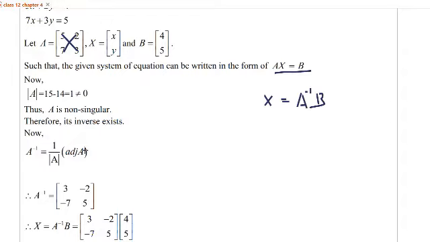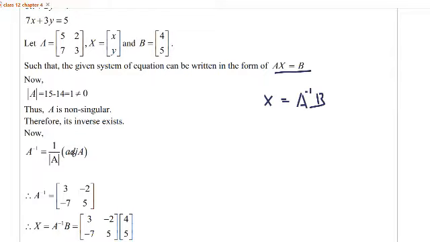After determinant A, we'll find adjoint A, and there is a shortcut for finding adjoint A. What is that? Exchange the values of this primary diagonal, that is instead of 5 put this 3, and instead of 3 put this 5. And change the sign of these elements which are in the other diagonal. So these two are positive, we'll make them negative. Here you can see.